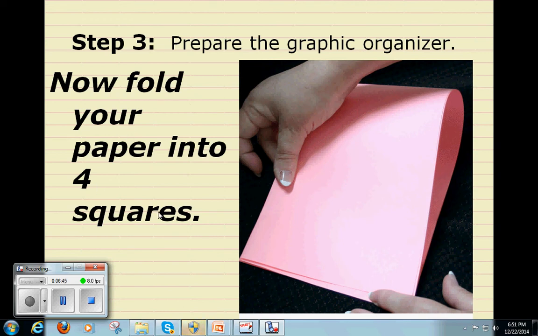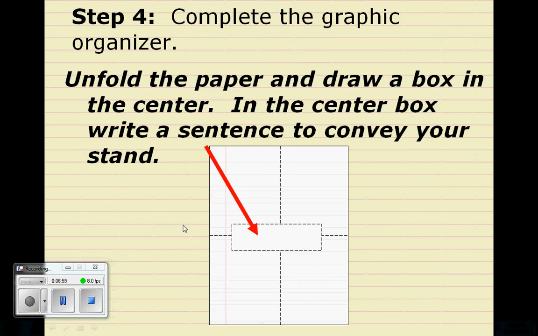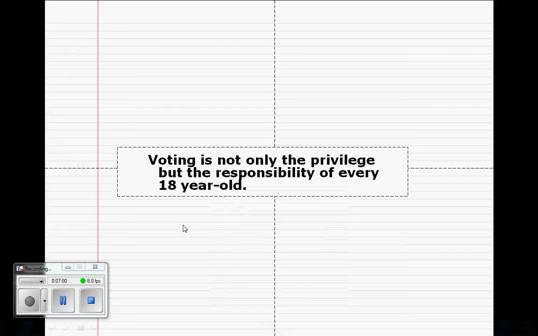You fold your paper into 4 squares, like this. 4 squares, and you unfold the paper and draw a box in the center. In the center of the box, write a sentence to convey your stand. Your stand here will be like this: Voting is not only the privilege, but the responsibility of every 18-year-old.